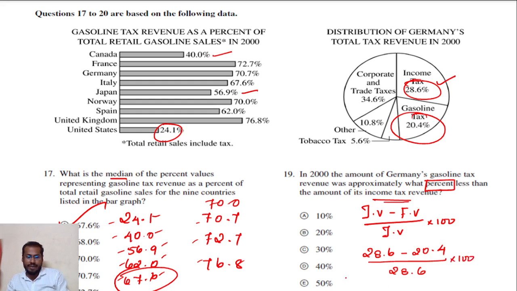So I take the income tax value in the denominator, into 100. So here the value is 8.2 divided by 28.6. Okay, so the answer is 30.0%. This is the right answer. Is it clear? Let's move to the next one.